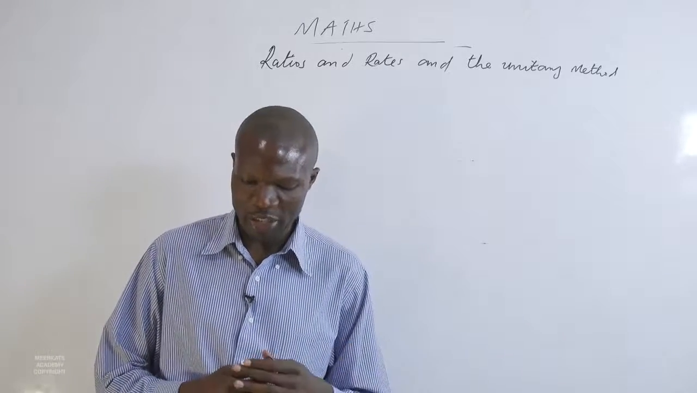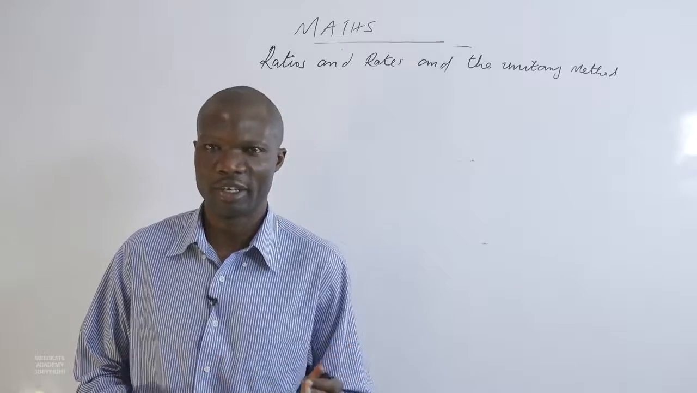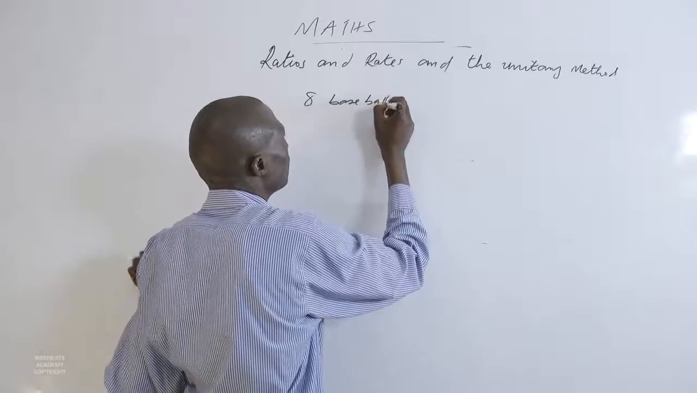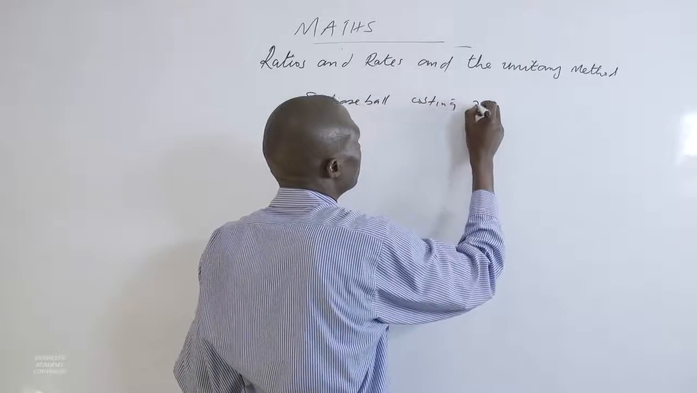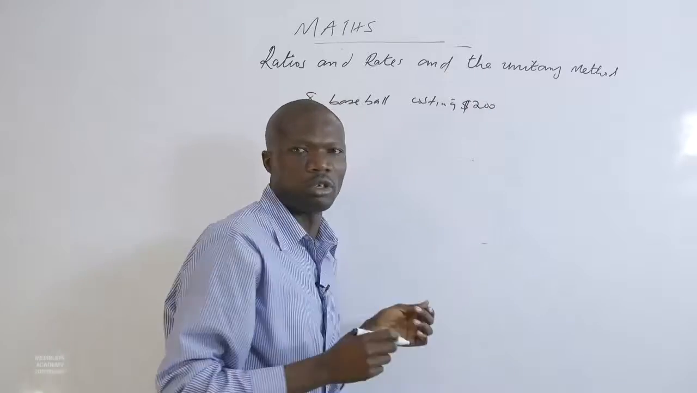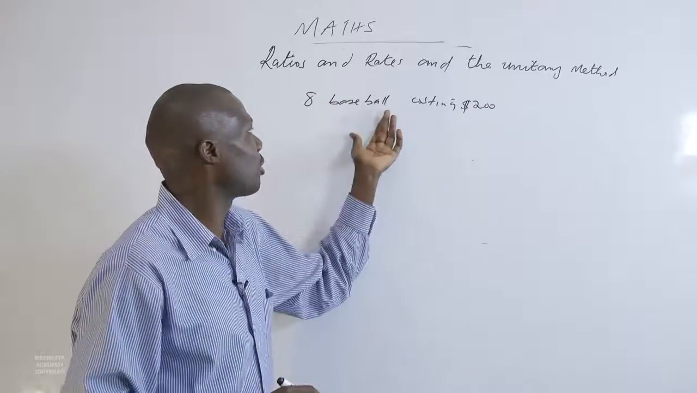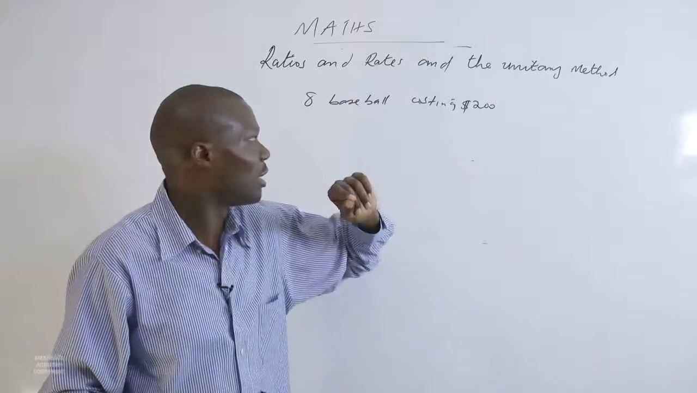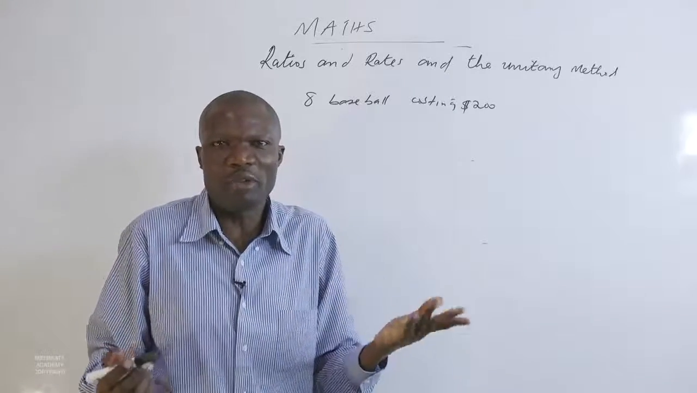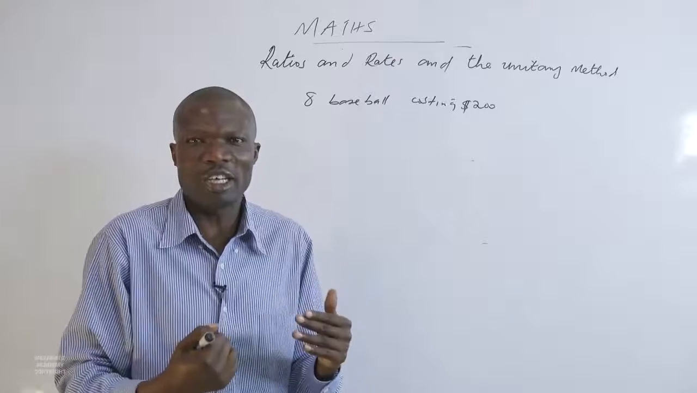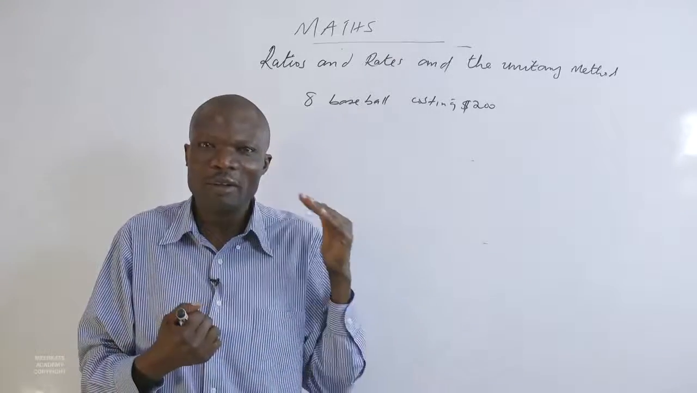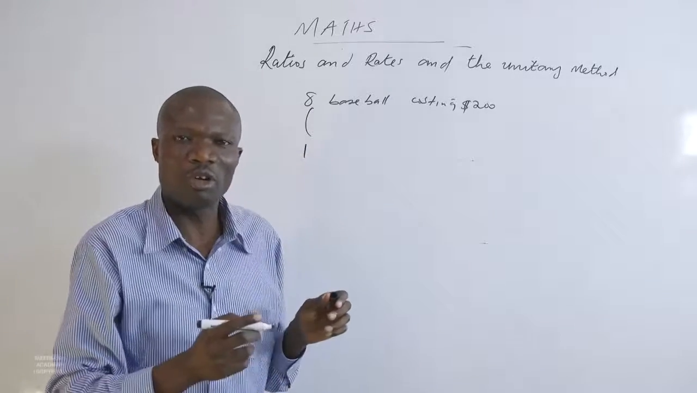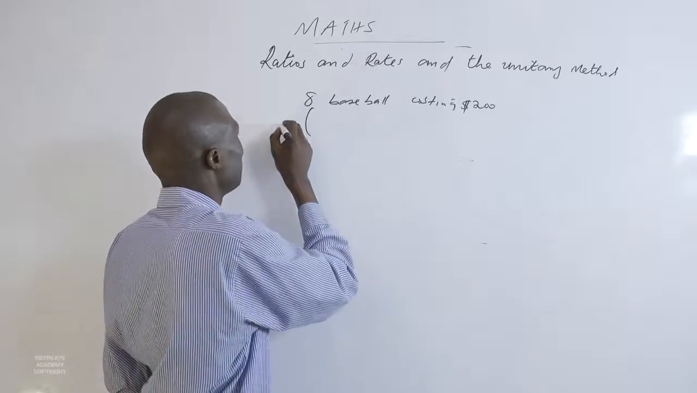Look at this, 8 baseballs costing $200. So when you look at this statement, the total cost for 8 baseballs is $200. So when you talk about finding 1 unit, we should ask ourselves, what would be the cost of 1 baseball? The moment you are talking about 1 baseball, then you have already reduced it to 1 unit. So you'll divide here by 8.